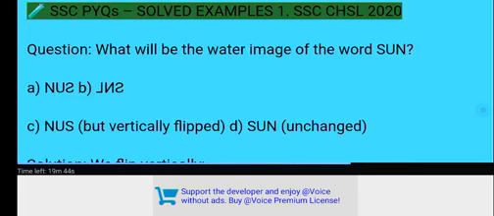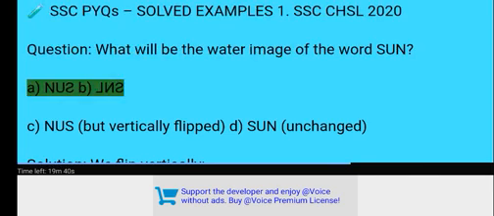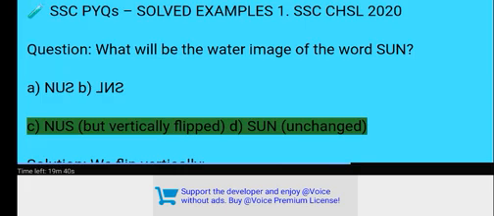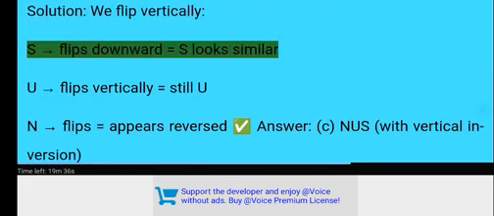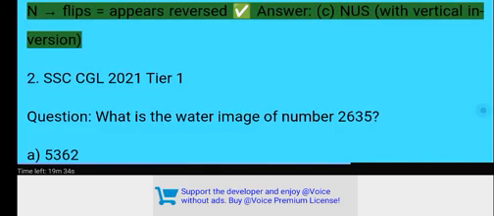Test 2, SSC PYQs, solved examples. 1. SSC CHSL 2020. Question: what will be the water image of the word SUN? A, NUS. B, SUN. C, NUS but vertically flipped. D, SUN unchanged. Solution: we flip vertically. S flips downward, and S looks similar. U flips vertically and is still U. N flips and appears reversed. Checkmark, answer: NUS with vertical inversion.